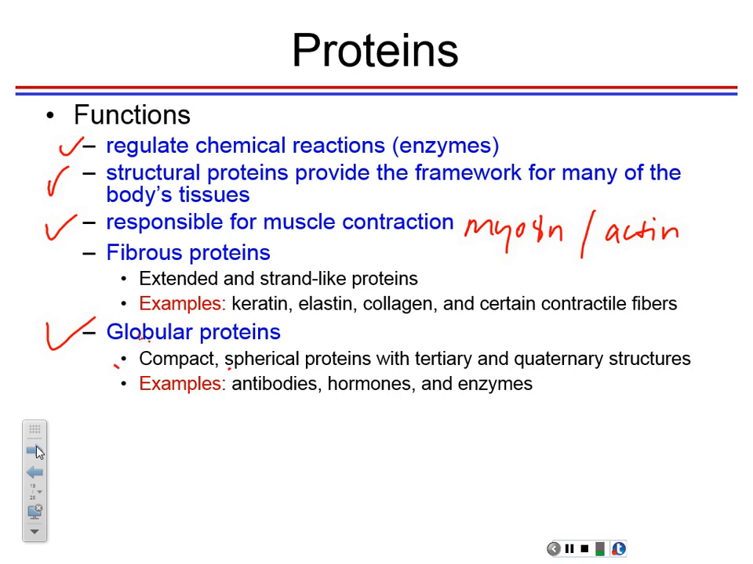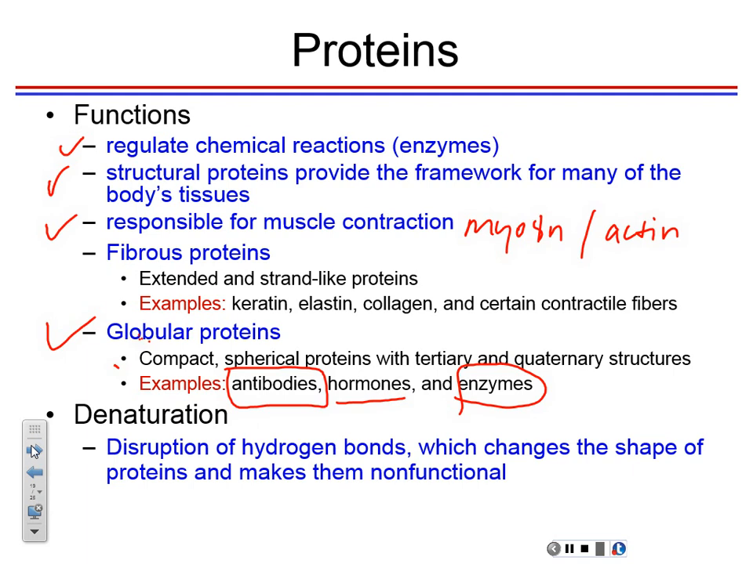Like antibodies, what's the other name for antibodies? Immunoglobulins, because they are globular proteins. They have a specific shape though, which is like a wine shape, but they are globular proteins all in all. Hormones are also globular because they affect rates of reactions, and of course enzymes. They are globular proteins. Alright?